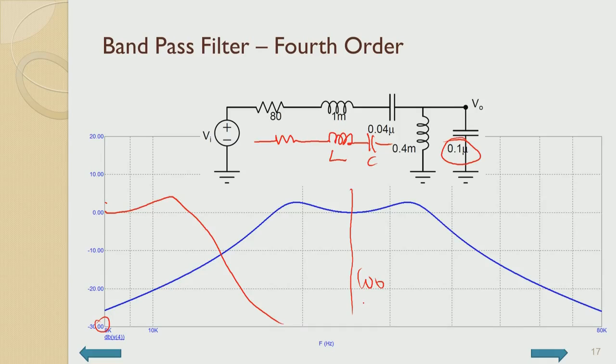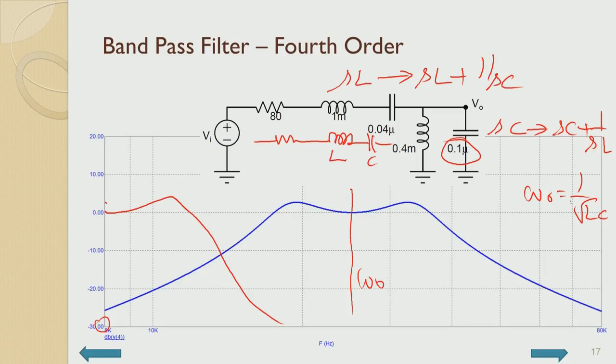That means most of the filters are designed for a low pass prototype, and appropriate shifting occurs to any other frequency by replacing the capacitor C by SC plus 1 over SL, where omega naught is 1 over root LC, that is the resonant circuit. And the inductor in series is replaced by an impedance SL plus 1 over SC, again resonating at omega naught equal to 1 over root LC. This mathematically we will explain as shift from 0 to omega naught.